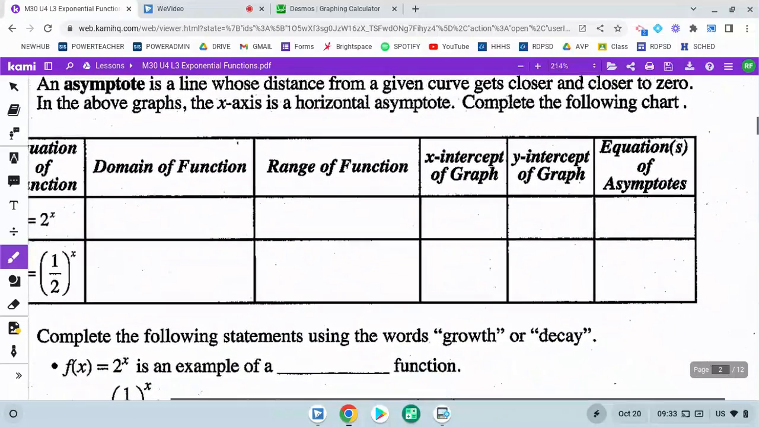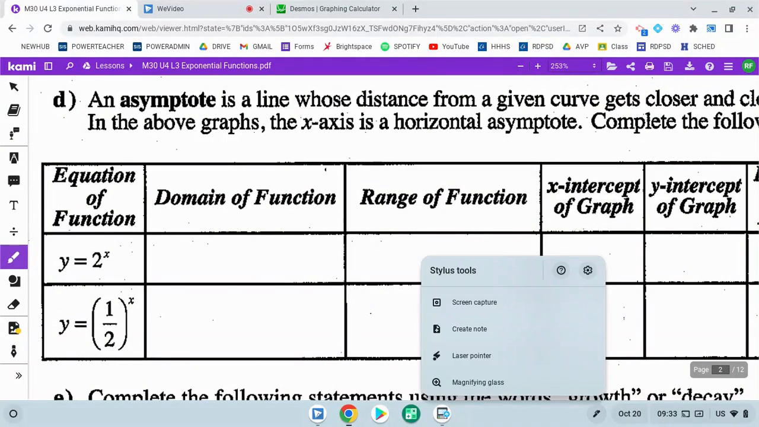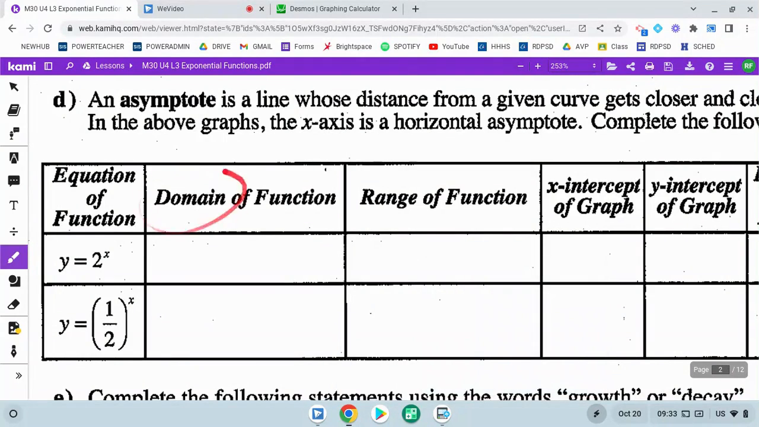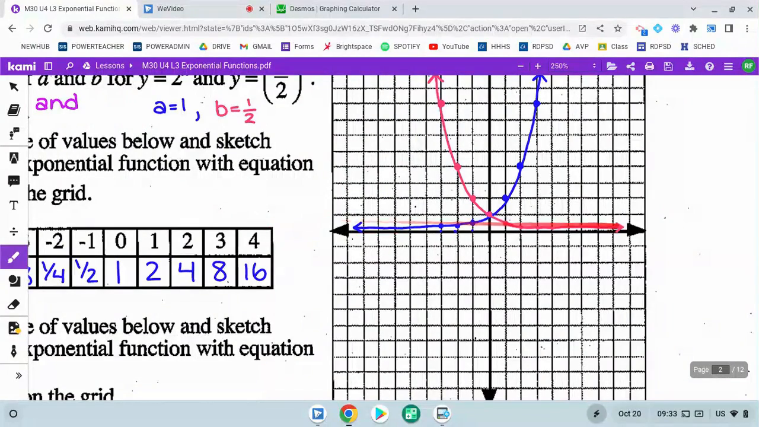So now that we know that, we're going to fill in some information about both of these graphs. Just a reminder that the domain of a function is how far we can move left to right. So domain works with our x values. It's how far can we go and spread horizontally, whereas our range works with our y values. It's how far we can move up or down.